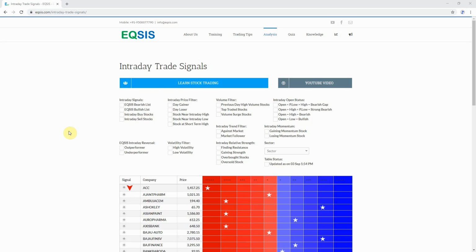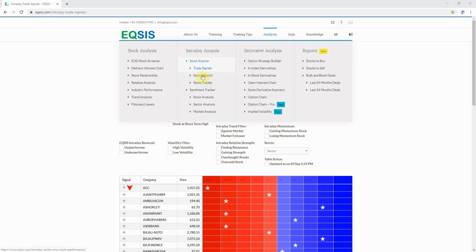But I'm gonna use certain tools, because if I really want to reduce my time in terms of selecting a stock, then I can't go by a bottom-up approach. Rather, I'm gonna go by a top-down approach. But when it comes to filtering stock, I'm gonna use certain tools. One which I use on a regular basis is our own website, EQSIS.com, in which we have something called analysis, where you find trade signals, sector watch, stock tracker, and we also have a sentiment study, which is like a stock analysis, sector, and market study.